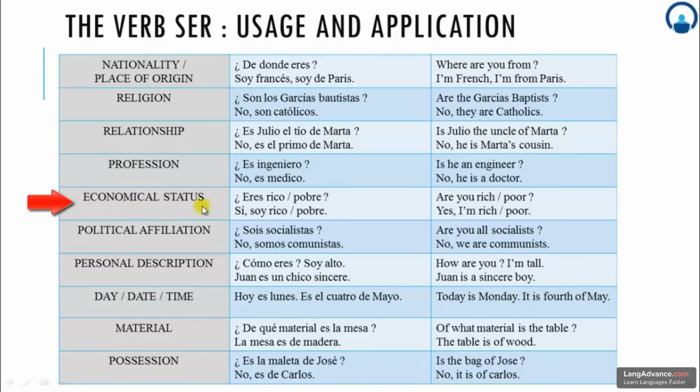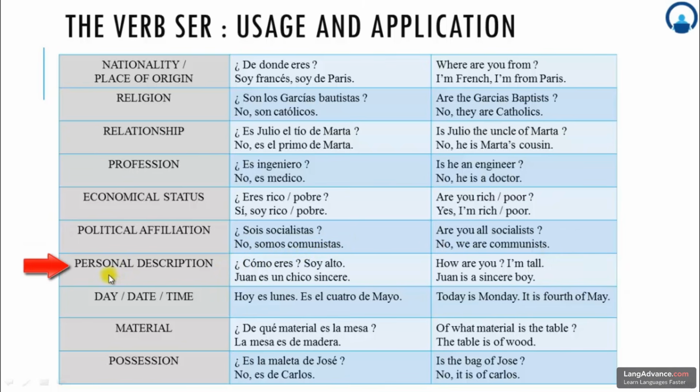Economical status. ¿Eres rico o pobre? Are you rich or poor? Sí, soy rico o pobre. Yes, I am rich or poor. Political affiliation. ¿Sois socialistas? Are you all socialists? No, somos comunistas. No, we are communists.